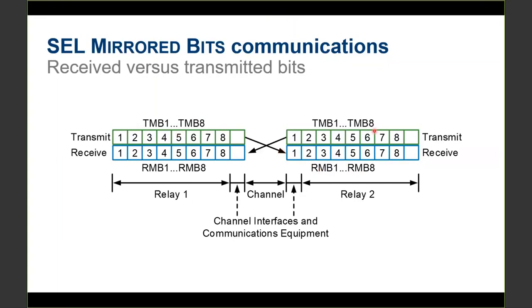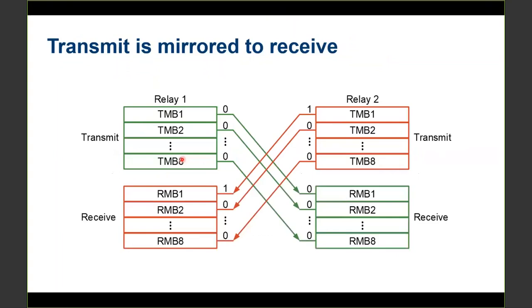Same for this side here. This relay will send the TMB bits here, and they will be received by the other relay in the RMB variables.